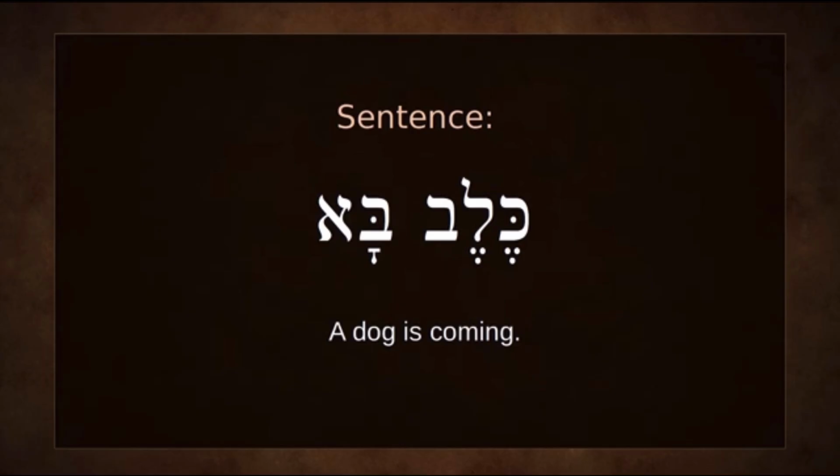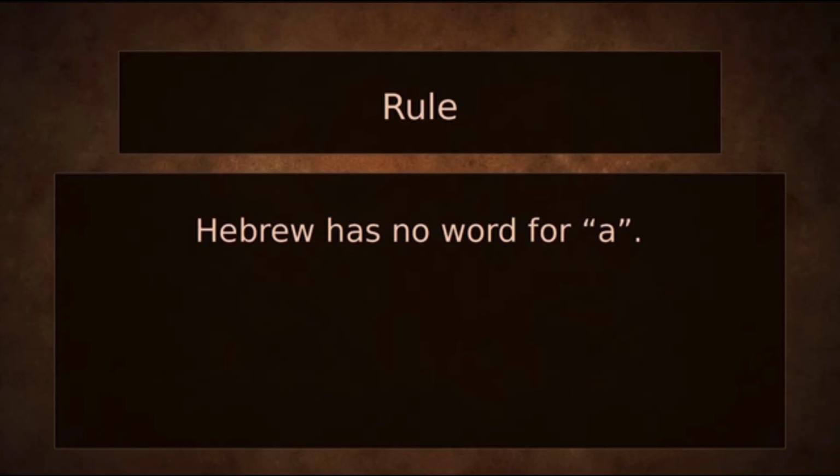Notice in our translation that we have added two words in English, the word is, which I explained in the last lesson, and we've also added the word a. Hebrew does not have a word for a. Just like the word is, the word a is implied in many Hebrew sentences. In a moment, I will explain when the word a is implied and when it isn't, but first we're going to introduce a new concept.